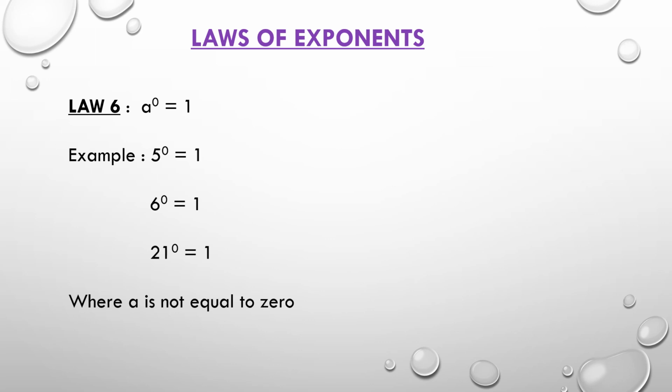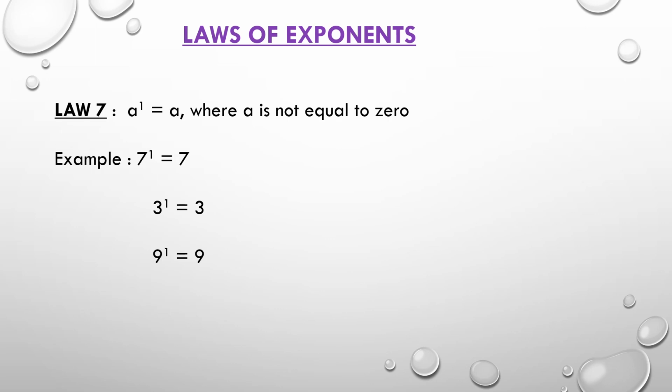Now the last but not the least, law number 7, which is a raised to the power 1 is equal to a, where a is not equal to 0. So any number having power 1 is equal to the number itself. For example, 7 raised to the power 1 is equal to 7, 3 raised to the power 1 is equal to 3, 9 raised to the power 1 is equal to 9.